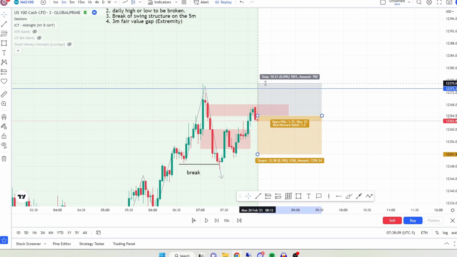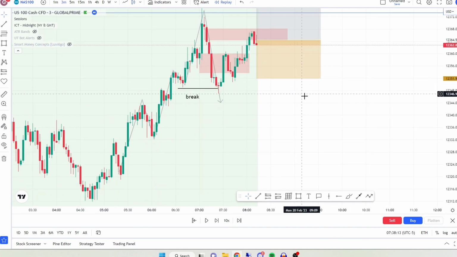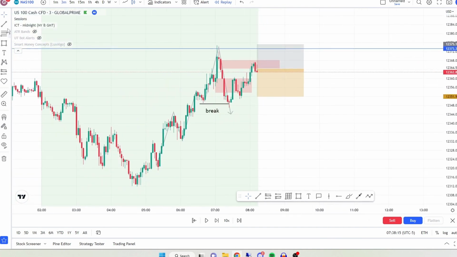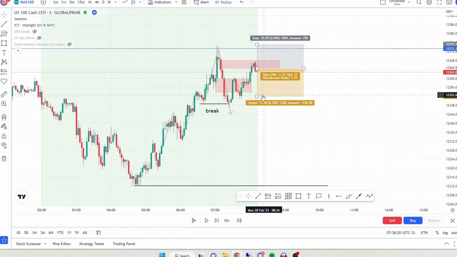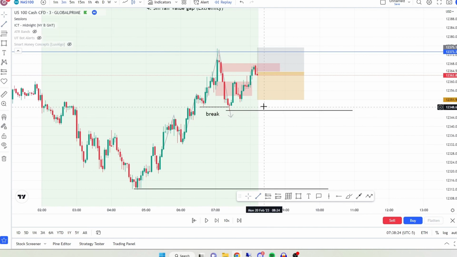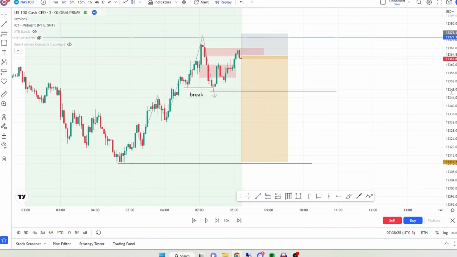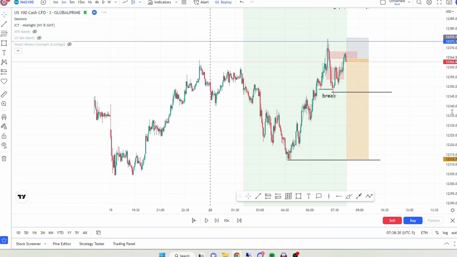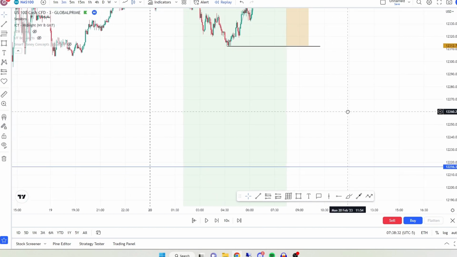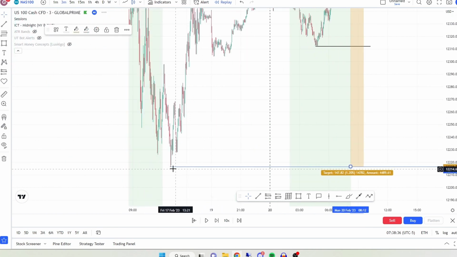Our stop will be just above the high, okay? We then are going to look at targets. Now, our first target will always be the swing low, all right? This can also be a target here, but already we're at 4.89 risk reward, right? Now, ultimately, if you would like, you can also target the daily low.